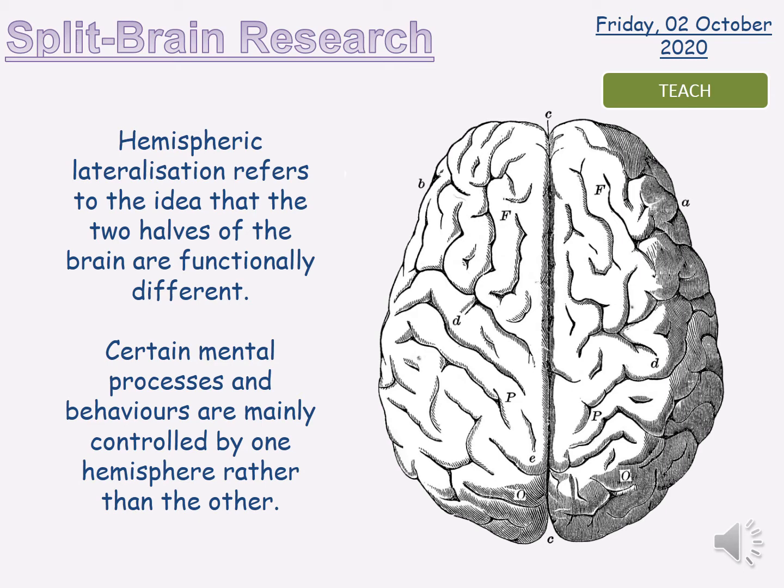So the first thing I'd like to talk about is the idea that the brain is split into two halves, and this is what hemispheric lateralisation is. It's the idea that the brain has two halves that have different functionality. Historically there's been lots of different research into different lobes of the brain, which is something that we'll look at. It has been shown that certain processes and certain behaviours are controlled by one hemisphere rather than the other. So the hemisphere is important when we look at certain processes.